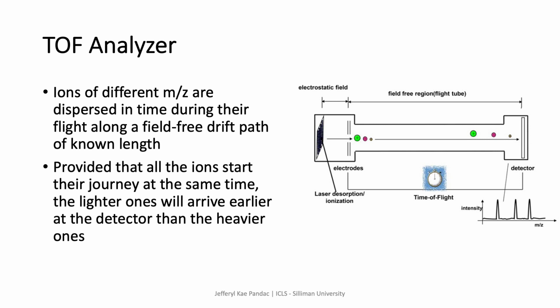So the basic principle of TOF is that ions of different mass-to-charge ratio are dispersed in time during their flight along a field-free drift path of known length. Provided that all the ions start their journey at the same time, or at least within a sufficiently short time interval, the lighter ones will arrive earlier at the detector than the heavier ones.